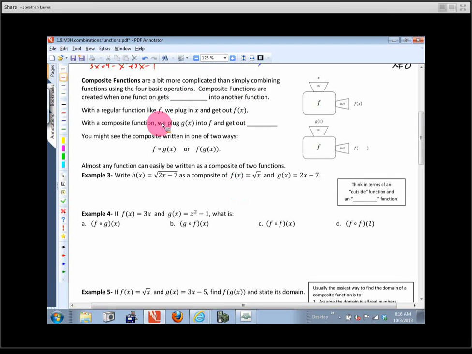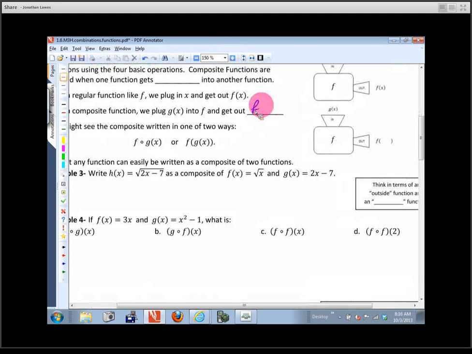So if we've got a regular function like f, just kind of a generic name for a function, and we plug in x, we get out f of x. But if I plug in g of x into f, then I get f of g of x. Okay? Whoops. Make that a little bit bigger. F of g of x. Okay? Stuff is erasing.